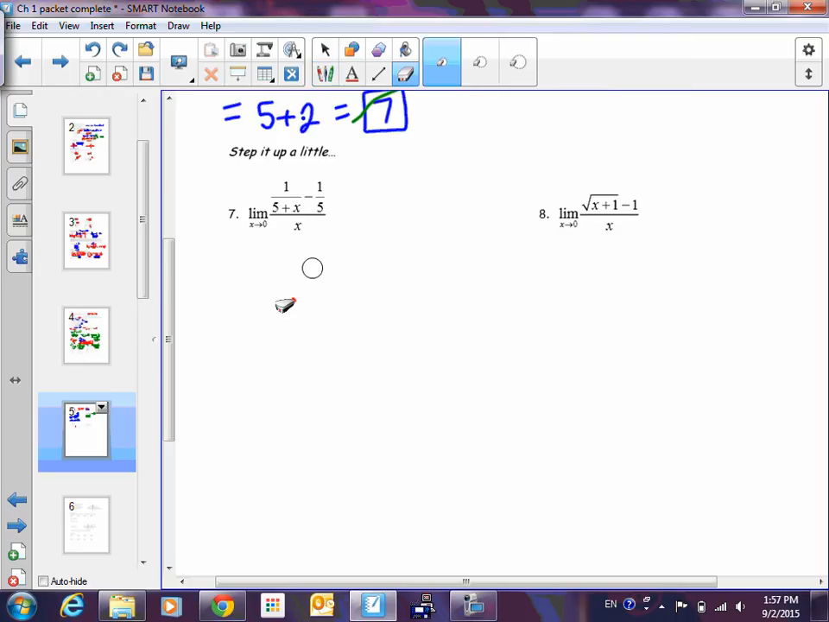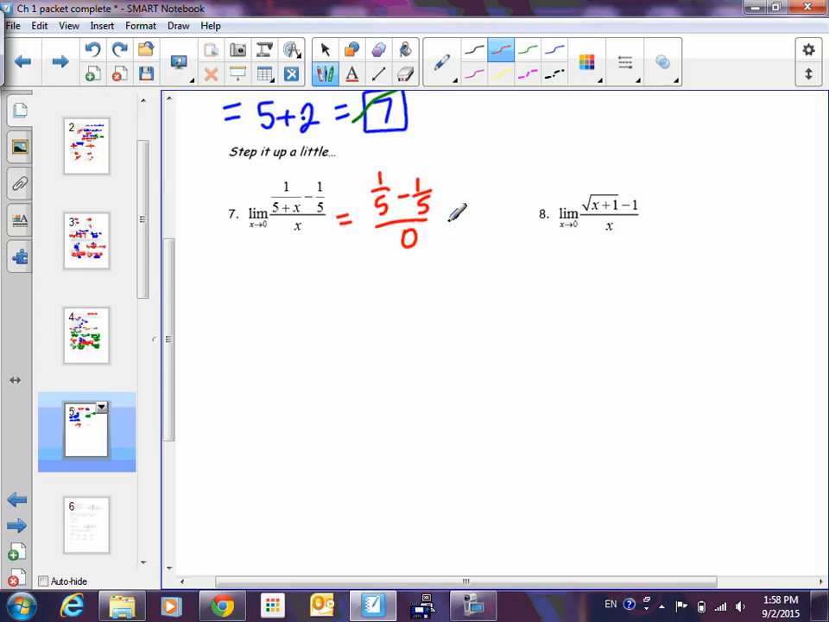All right. Plugged it in first. What do you guys get? Yeah, you get 1/5 minus 1/5 over 0. So 0 over 0. So we do more, except this doesn't factor. So we have to come up with something else. So this is what I'm going to do. I'm going to first start off by rewriting the problem.